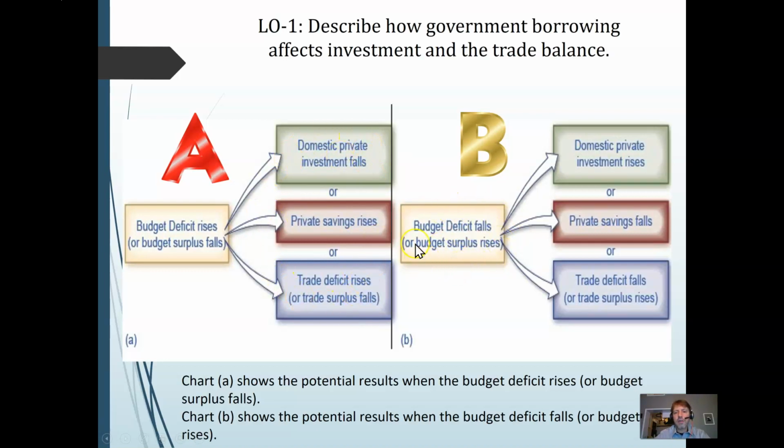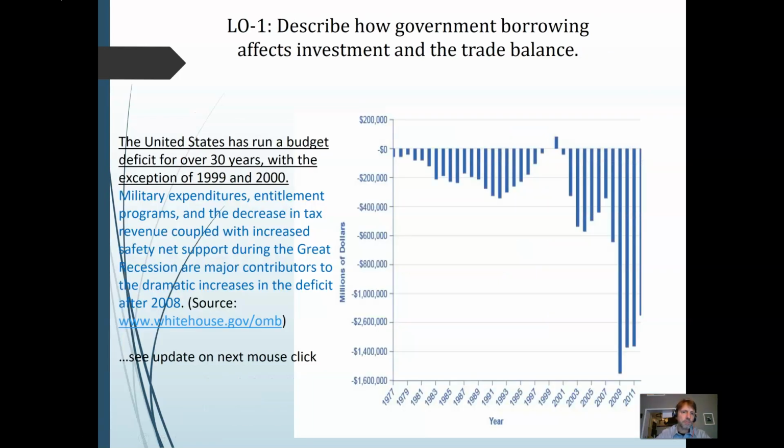If we're taking in more and more relative to what we're spending, and our deficit is getting smaller and smaller if we have one, or our surplus is getting bigger and bigger if we have one, then you would see domestic private investment rise, private saving falling, and the trade deficit falling. One or more of these three things would begin to happen.